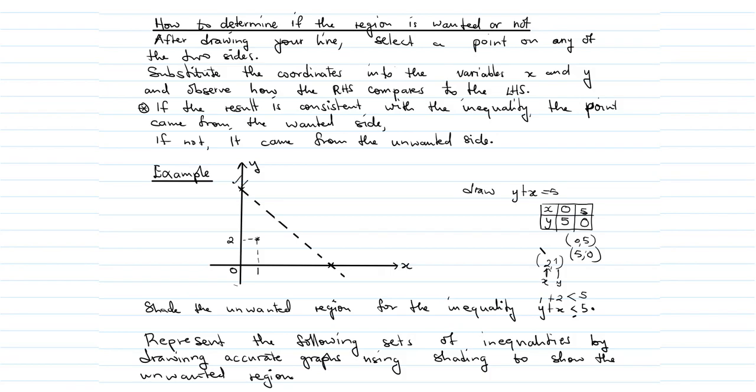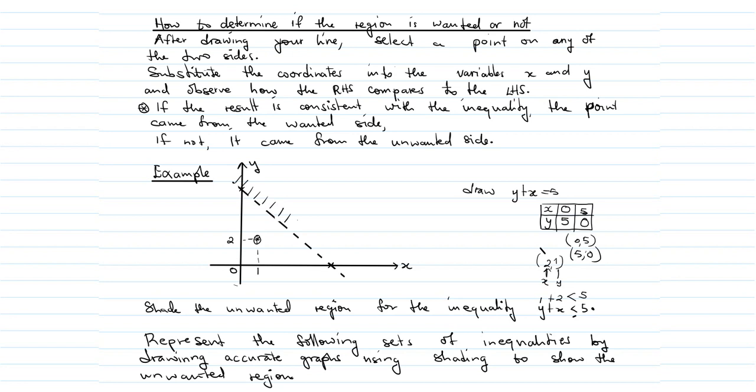So how do you know which side is wanted or which side is unwanted? Exactly, that's what we just did. Determining by the point. The point now tells us this is the wanted region. So the point comes from, let's say, the left side of the line. So it means the right side of the line is the unwanted.